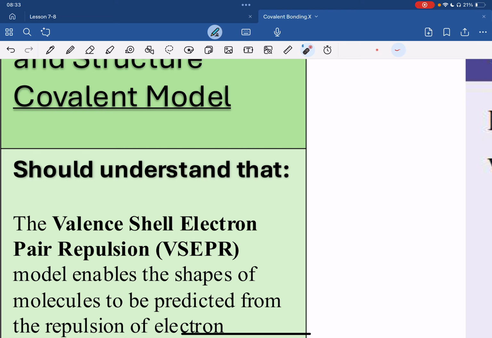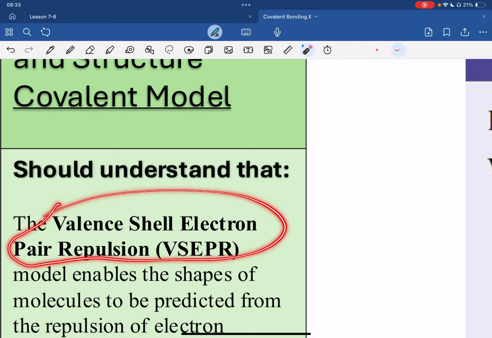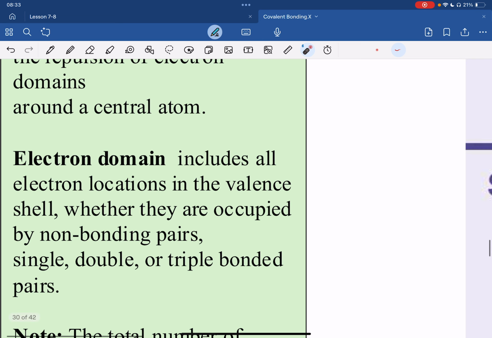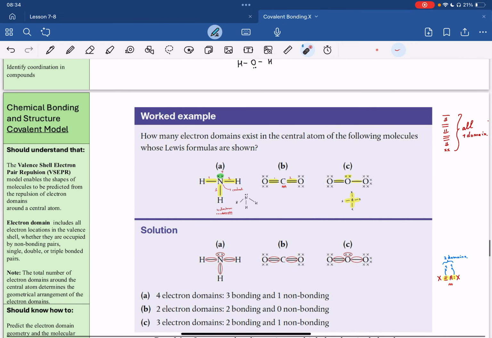First of all, let's see what is in the name: valence shell electron pair repulsion. Basically, the valence shell electrons repel each other. In order to understand this, we first have to know one crucial point, which is called electron domain. Just remember that electron domain includes the electron locations. So where are the electrons moving? It can be occupied by non-bonding electrons, or it can be single, double, triple bonding, etc. All of them are called electron domains.